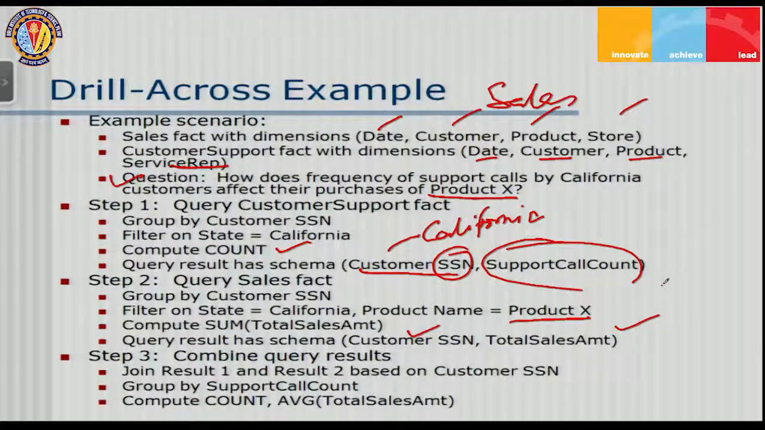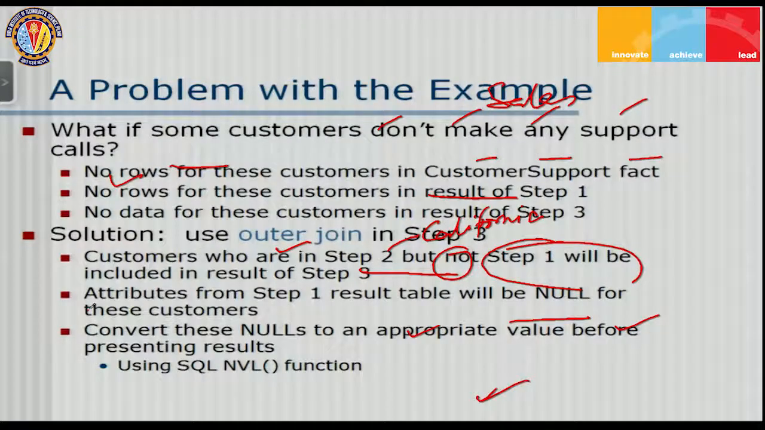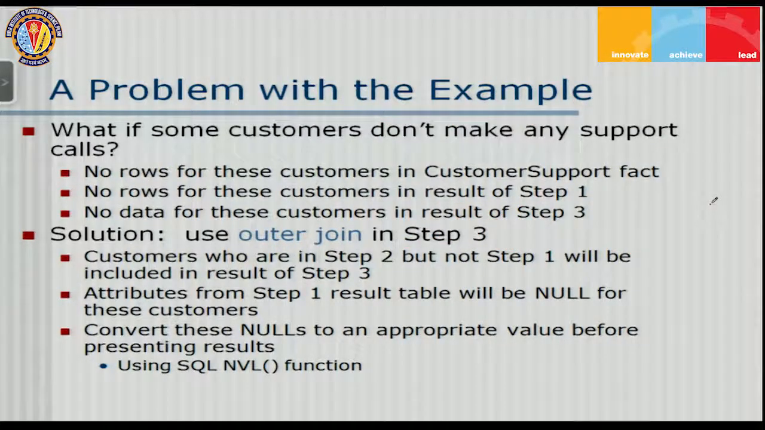So this is how I will do this analysis. This is just an example of a drill across. There are 3 steps involved. First I separately query one fact table, then I separately query another fact table, and then I combine the query results. So basically this is what I do in a typical drill across query or analysis.